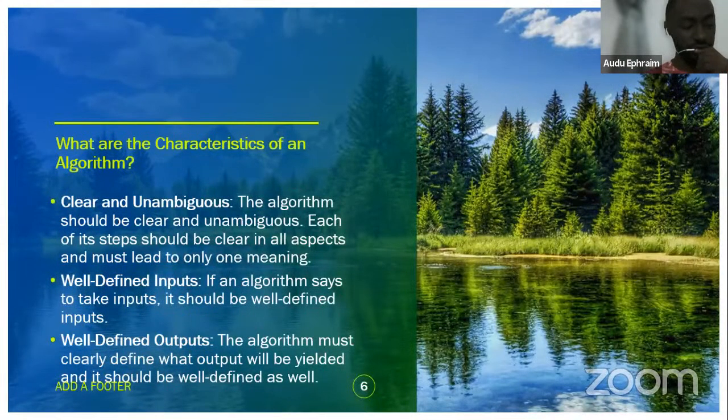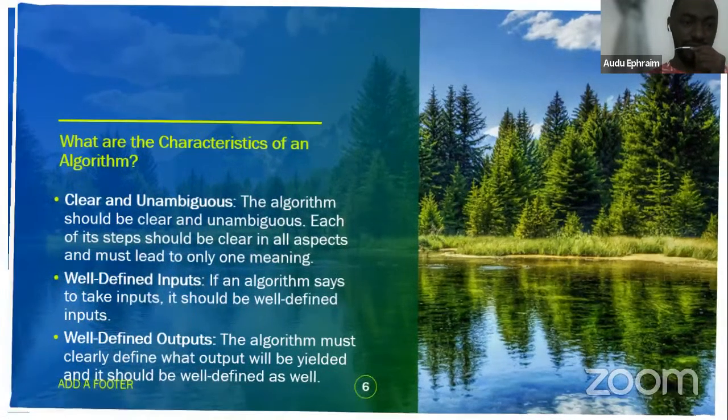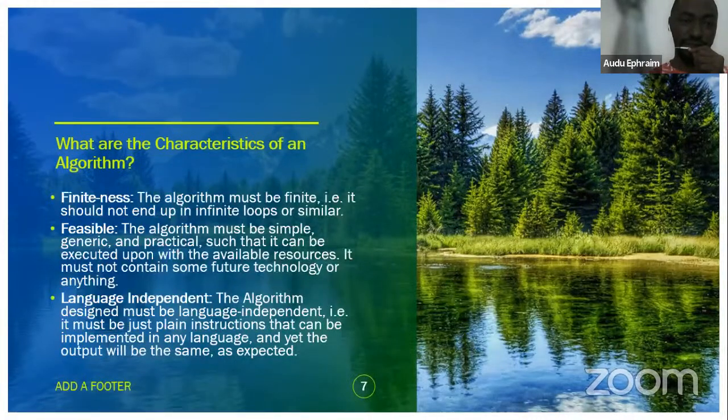So you can't just, if the instruction for the algorithm says the input has to be, let me say, a float, you can't just put in an integer. It has to be a float. If it says the output has to be an integer, it has to be an integer. You can't just get a float and then walk away. It won't work like that. And then finiteness: the algorithm must be finite. That is, it should not be running in an endless infinite loop. It has to stop at your output. Where you get your output, the algorithm has to be terminated.